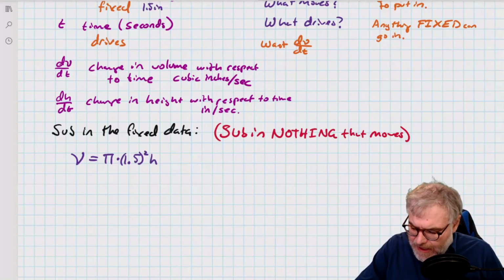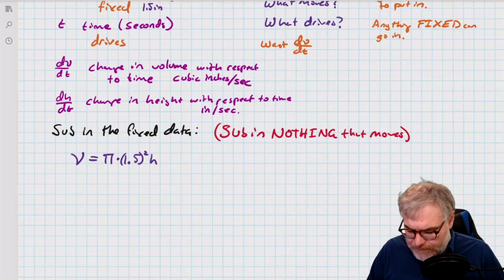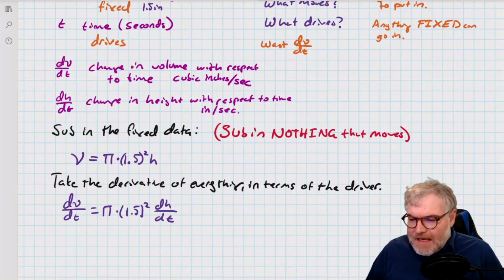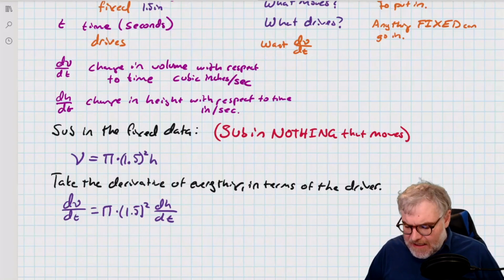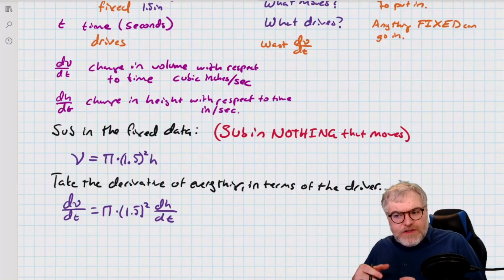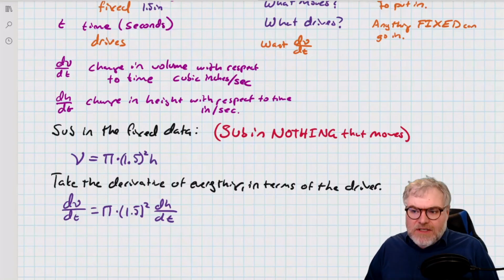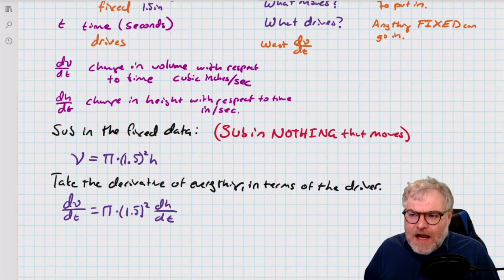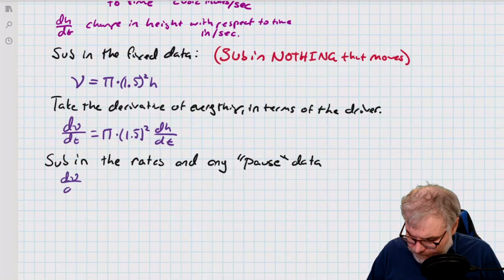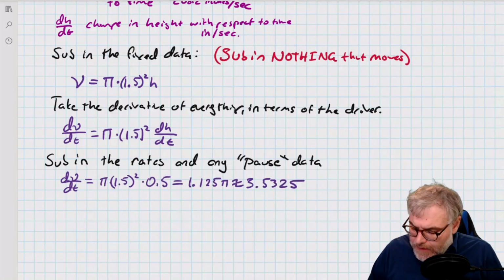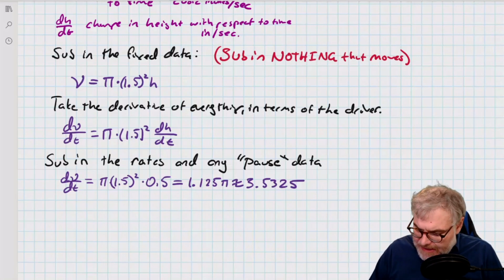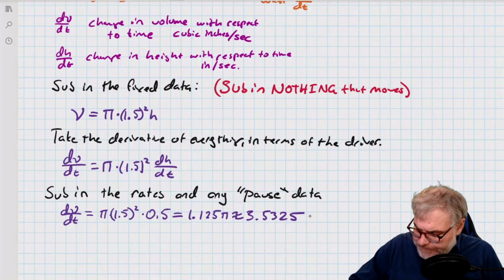Okay. So now what I'm going to do is take the derivative of everything in terms of the driver. The driver in this case being time. And then I'm going to sub in any snapshot data I have. This is data that happens at a particular time. It's usually moving, but when I hit pause, it stops. So you can think of this as pause data. This is data that's only fixed when I pause. Okay, so that's my pause data, right? And there I get an answer. It's approximately that, and it should be in inches cubed per second.